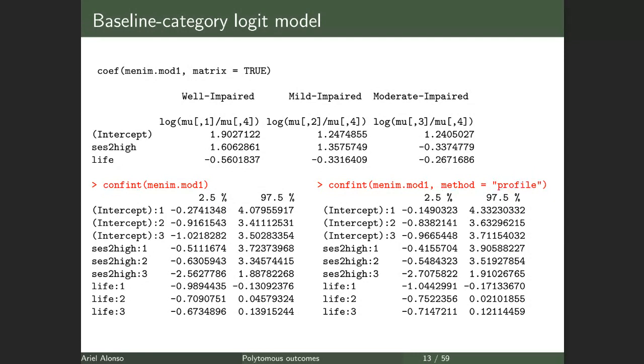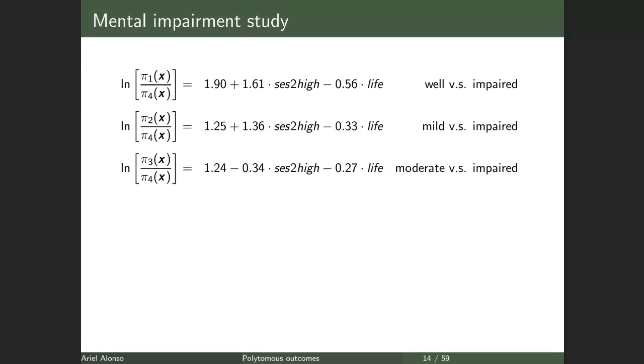So this is our model. We got our maximum likelihood estimates. Here you have the three odds that we are going to model, the three logits that you're going to model.